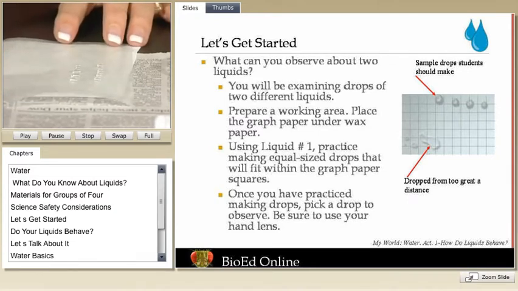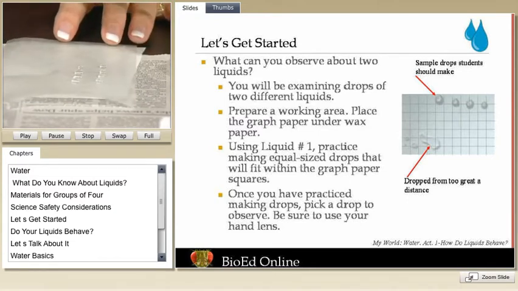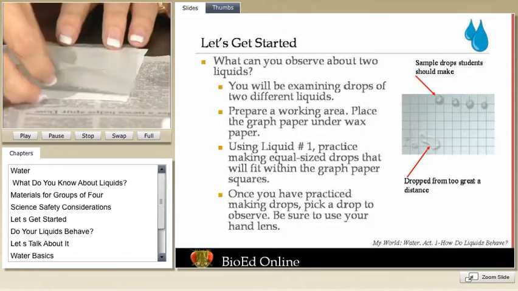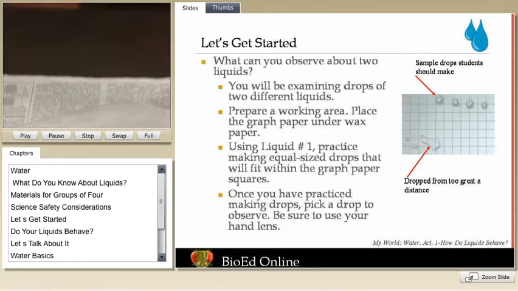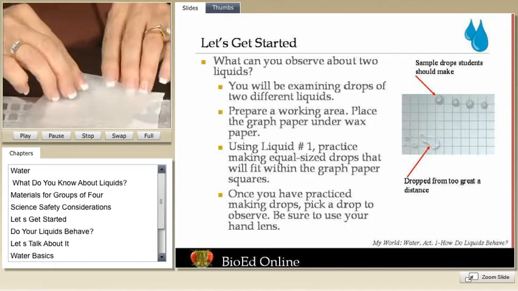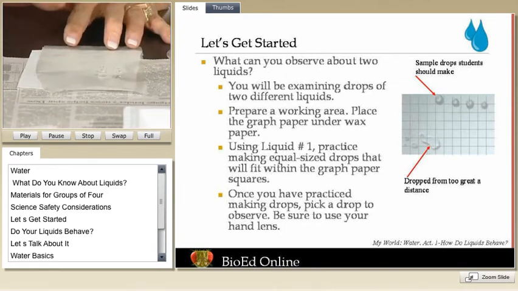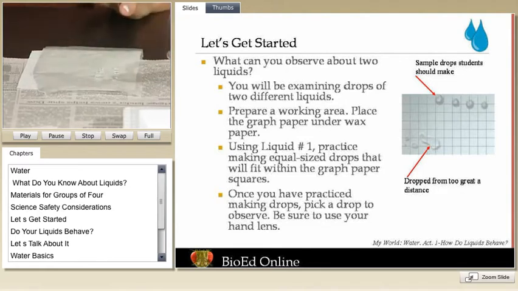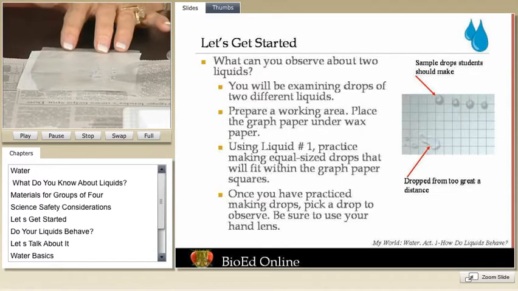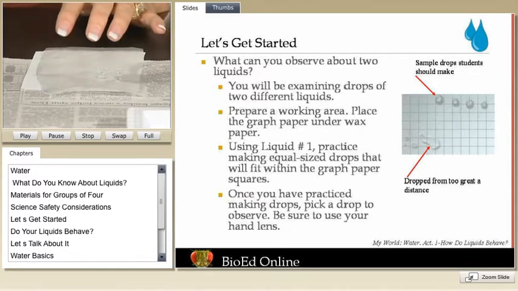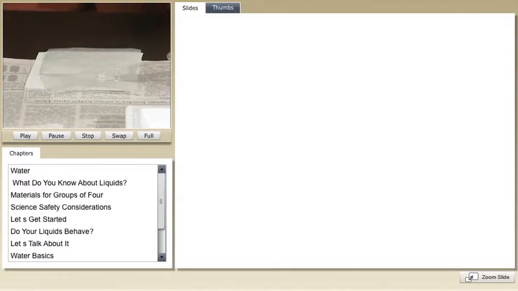Now, how do we control that? One nice way to do that is to have, as Michael said, the graph paper. You use the graph paper, you put the wax paper over it, and then you ask them to make the drops about the size of each of the grids in the graph. This way they have control and you can see what they're doing. Now, Michael, have I missed anything on getting them started? No, I think it's perfect. I think we're ready to start.